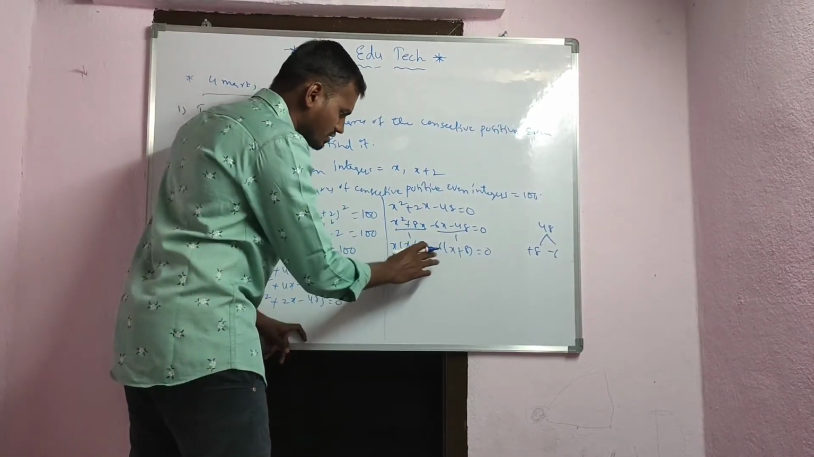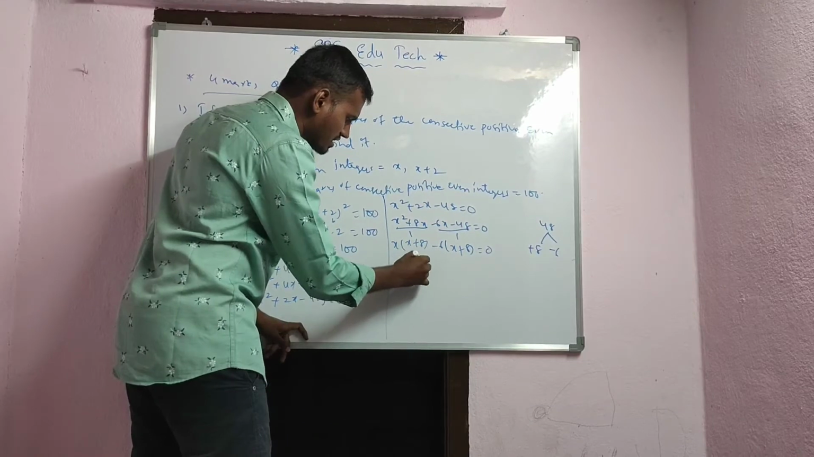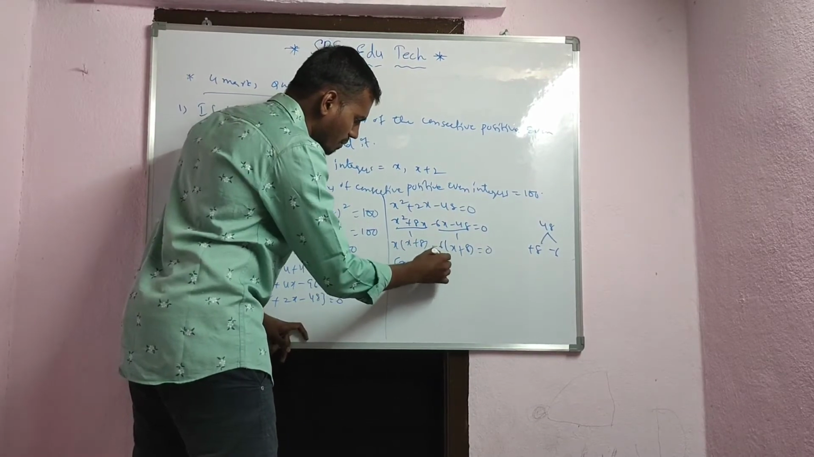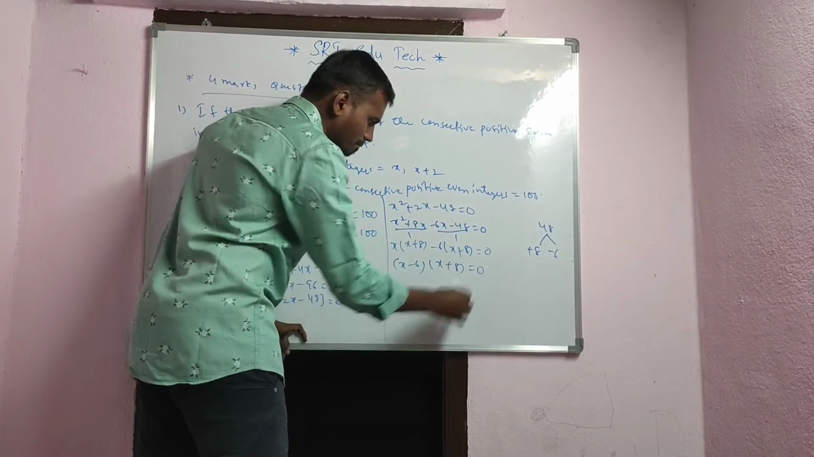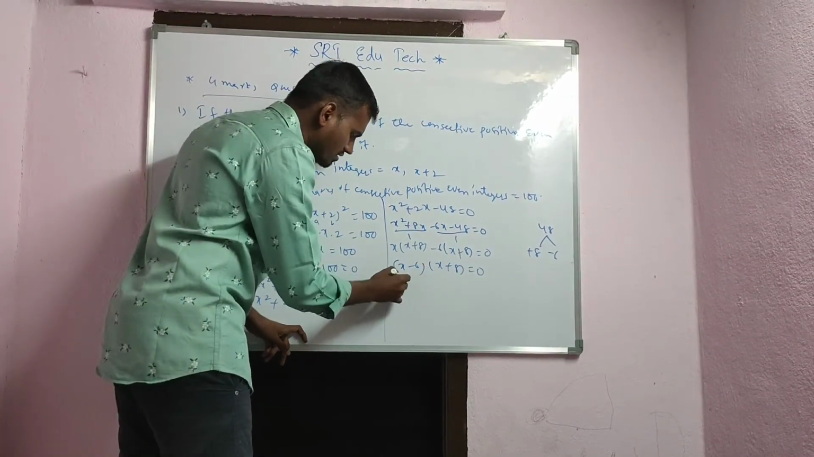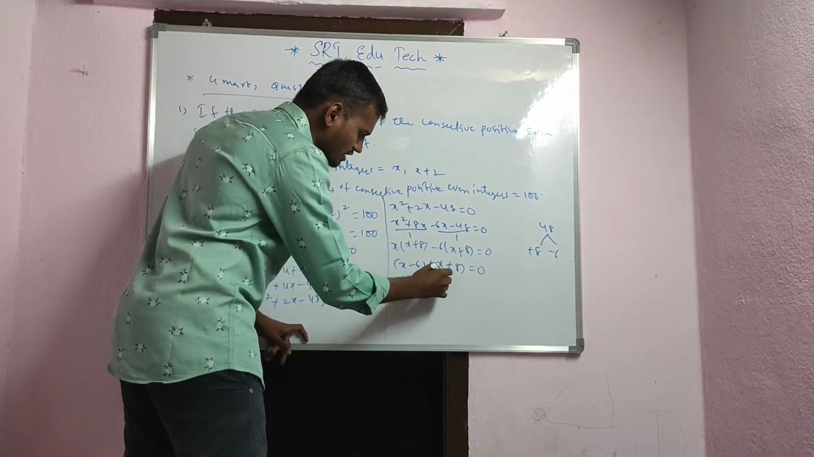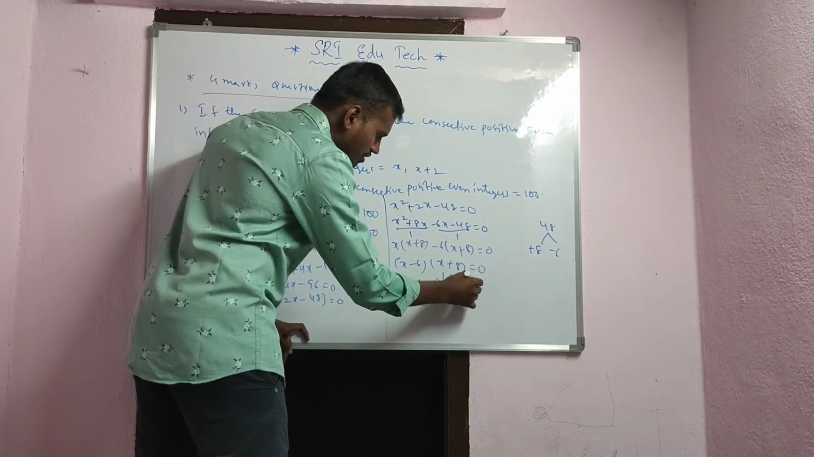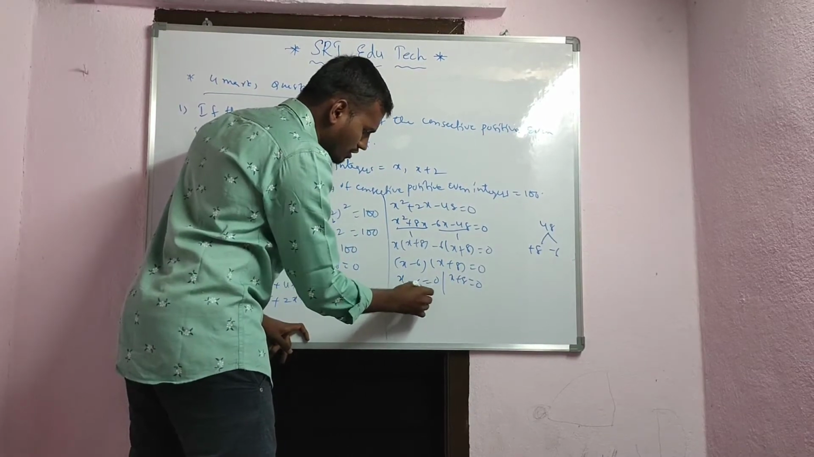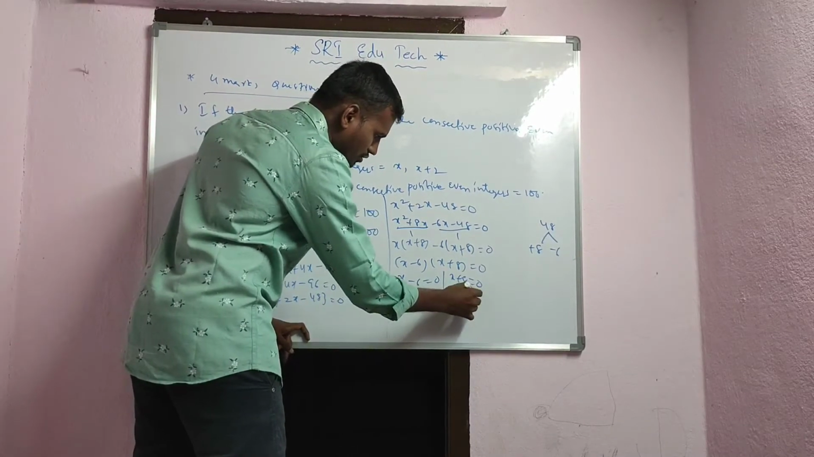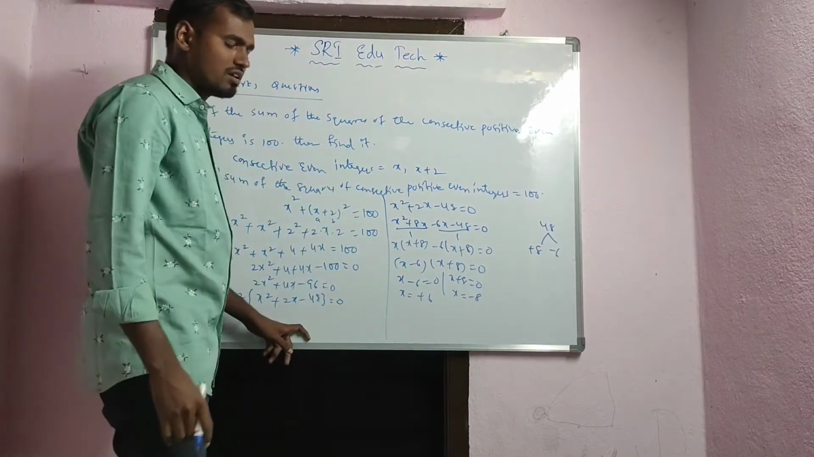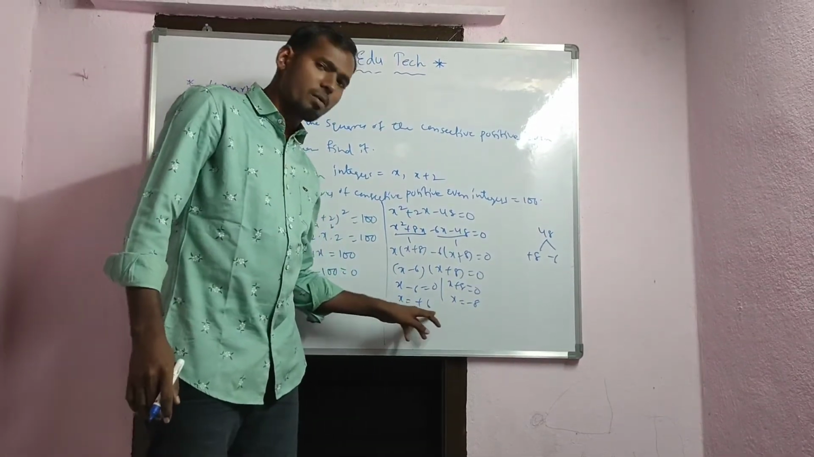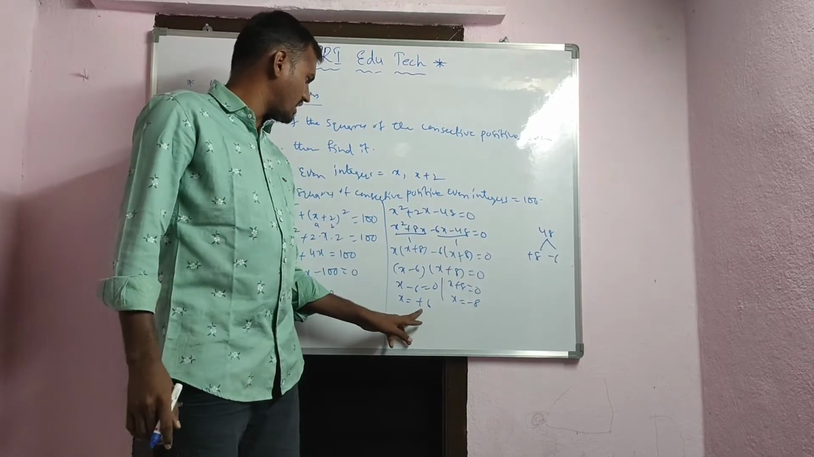These two are one term, x minus 6, and these two are a single term, x plus 8, is equal to 0. So x minus 6 is equal to 0, and x plus 8 is equal to 0. Then x is equal to plus 6, and x is equal to minus 8. In this way, we consider only the positive value, that is 6 only.